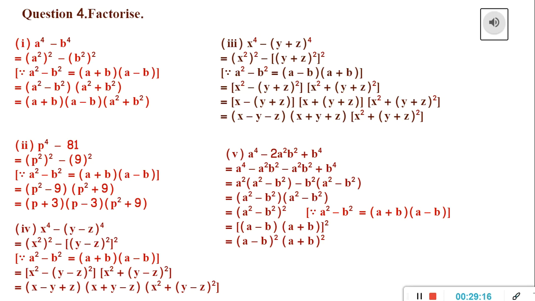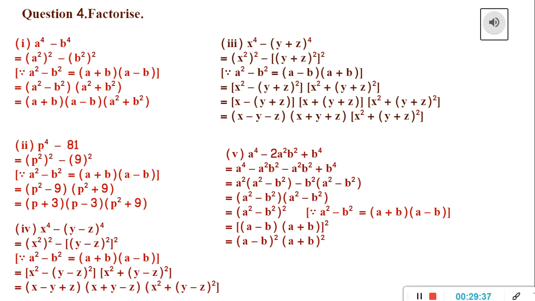Now again you can see that we got a square minus b square. Now again we can factorize this. a square minus b square is a plus b into a minus b. Then a square plus b square remains the same. The factorization of a raised to 4 minus b raised to 4 is a plus b into a minus b into a square plus b square.